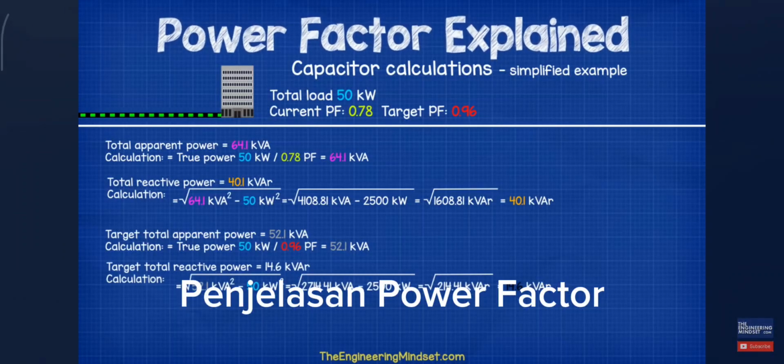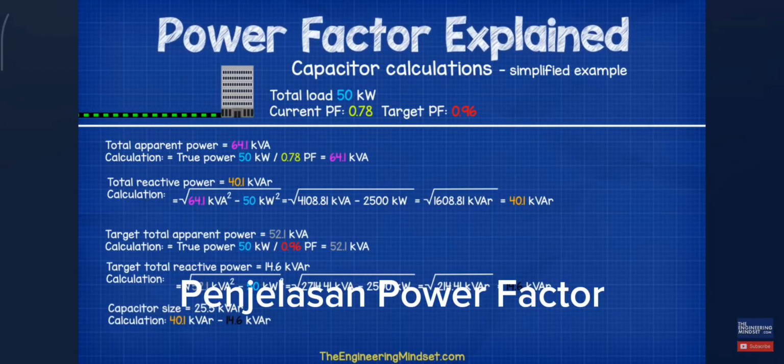Then we find our reactive power, which is the square root of the kVA squared minus the kilowatt squared. So the square root of 52.1 kVA squared minus 50 kilowatt squared, which gives us 14.6 kVAr. The capacitor therefore needs to make up the difference between these, so 40.1 kVAr minus 14.6 kVAr, which equals a 25.5 kVAr capacitor.